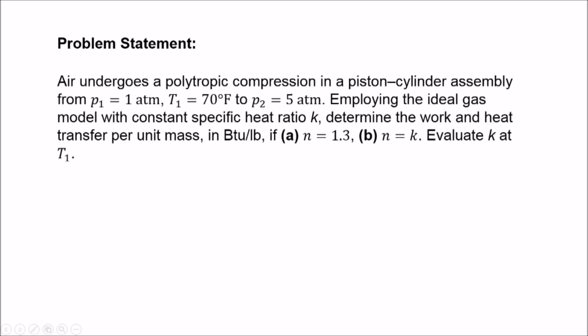Let's look at the problem statement as given to us. Air undergoes a polytropic compression in a piston cylinder assembly from P sub 1 equal to 1 atmosphere and T sub 1 equal to 70 degrees Fahrenheit up to P sub 2 equal to 5 atmospheres. Employing the ideal gas model with constant specific heat ratio k, determine the work and heat transfer per unit mass in BTU per pound if A. n equals 1.3 and B. n equals k, and evaluate k at T sub 1.